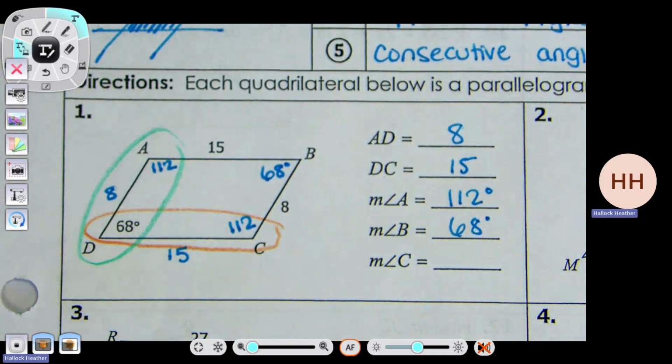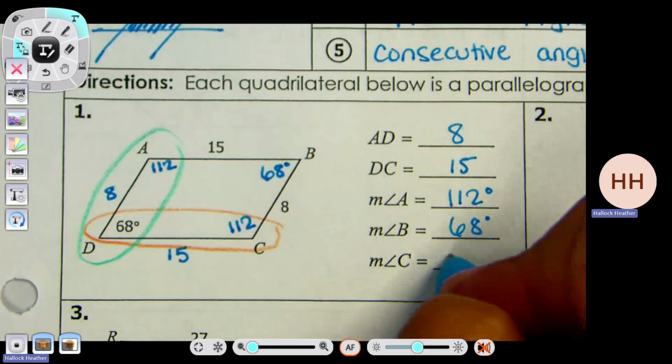That's why they match, because if I'm still 68 in the corner, no matter what, they would have to be the same amount. That's why they're opposite of each other. So C is 112 degrees.